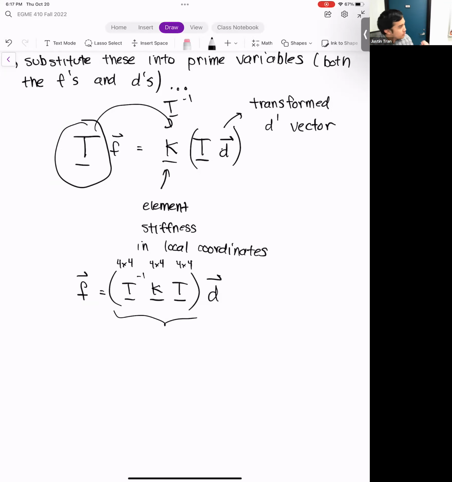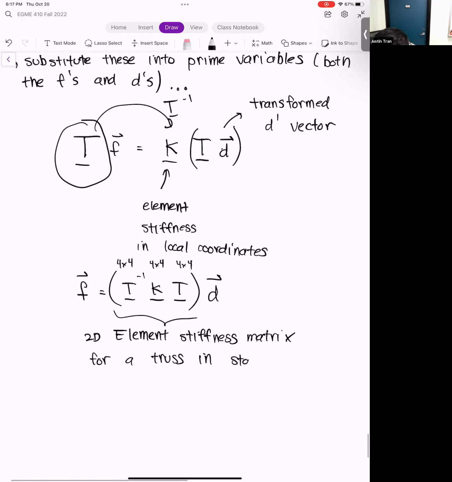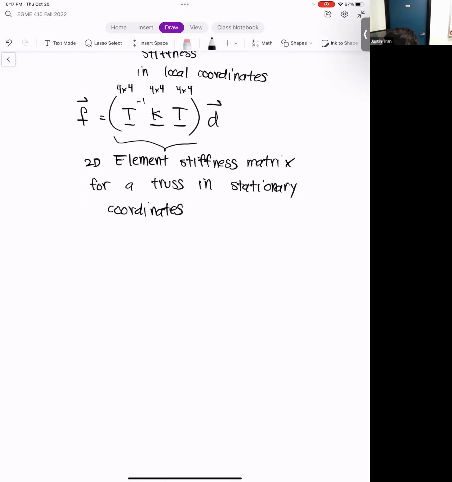These three matrices combined, when you multiply them, become the 2D element stiffness matrix for truss in the stationary coordinates. I'm going to just give that to you right here. The K stationary, I'll call it KS.